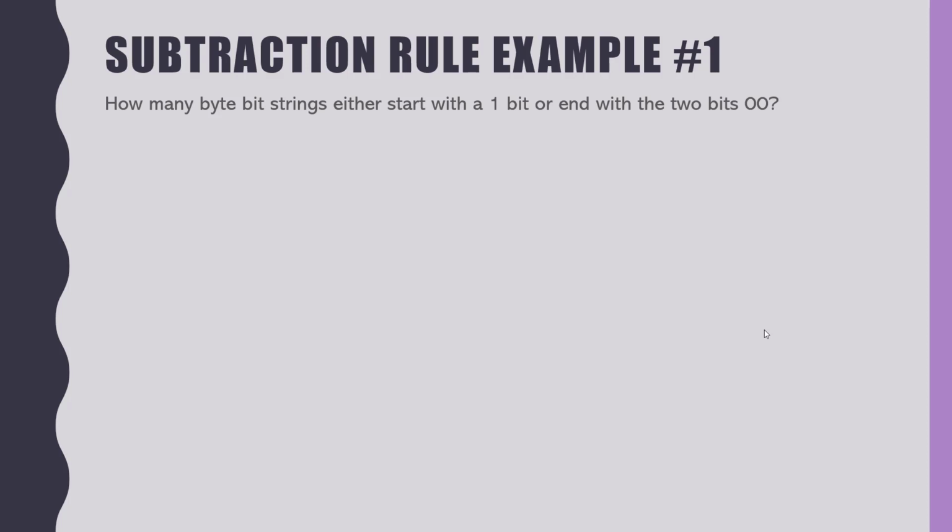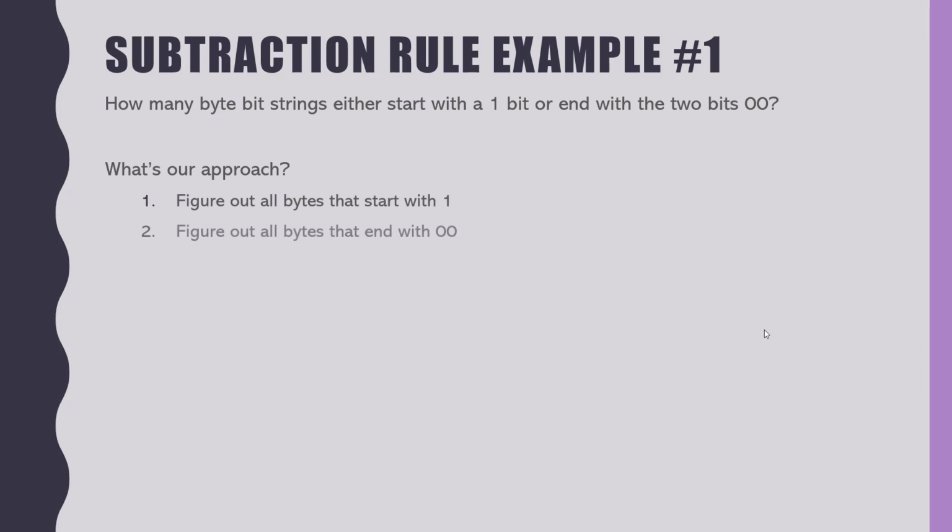So we have to consider that in our calculation here, all right? So our approach is this. Figure out all the bytes that start with 1, that's set A. Figure out all the bytes that end with 0, 0, and then figure out all the bytes that do both. Okay, so we're gonna look at 3 different things here. Add the first 2 and subtract the last one. Make sense?